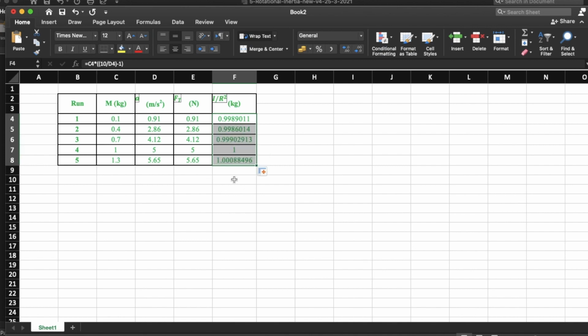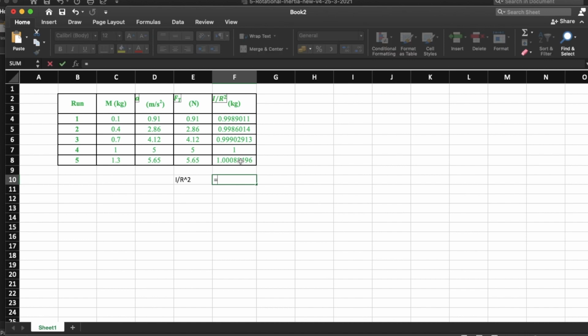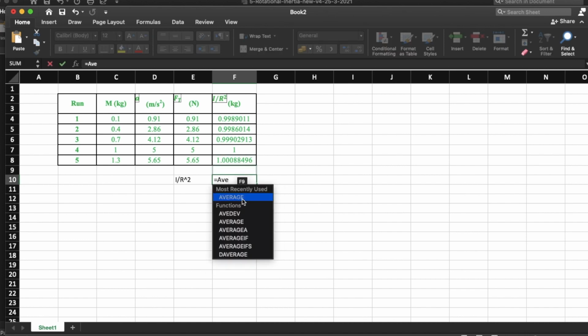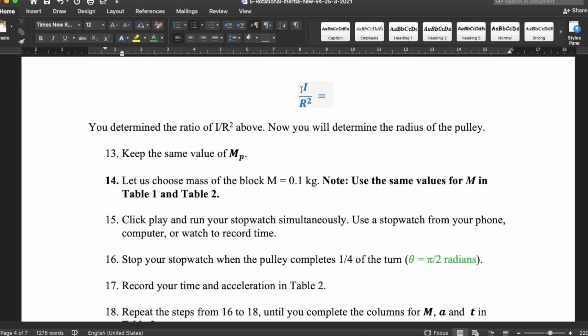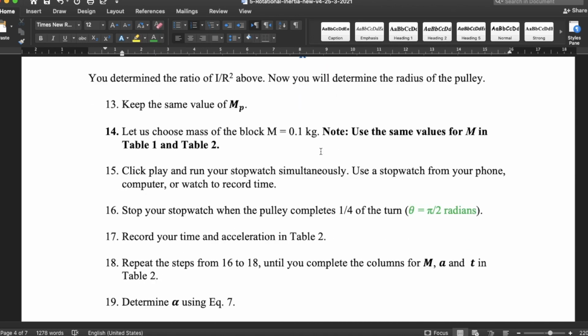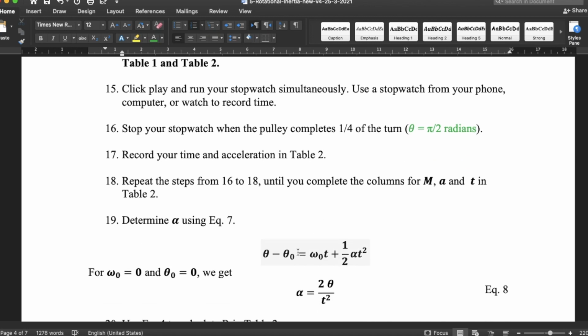Now you have to find the average of I divided by r squared. Now we determined I divided by r squared, but remember that our goal is to find I for the pulley. To do that, we need to find the radius of the pulley. So we will use this equation that relates the angular displacement to the time.